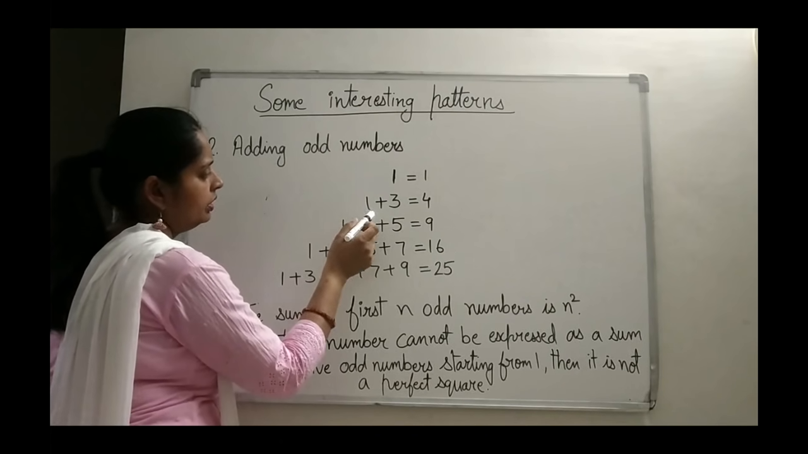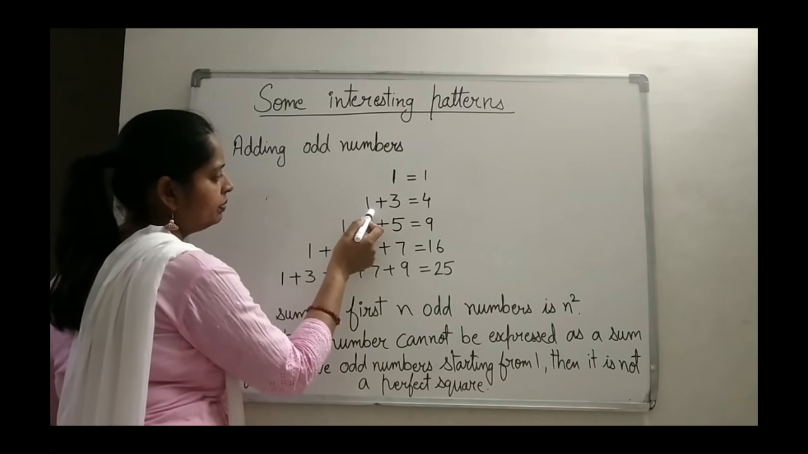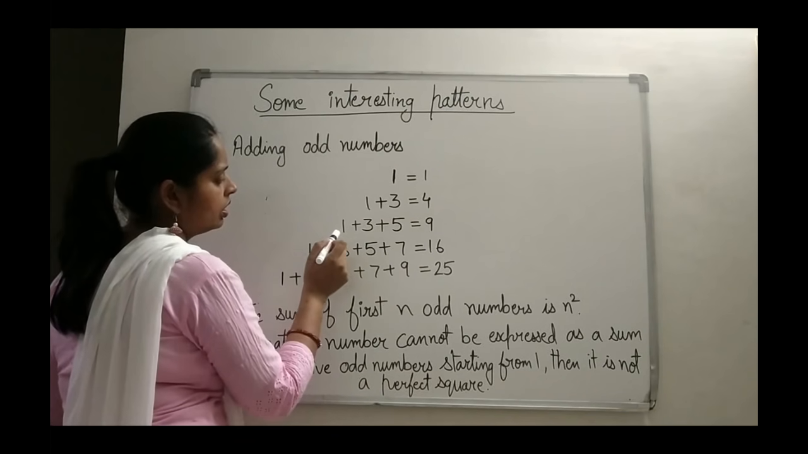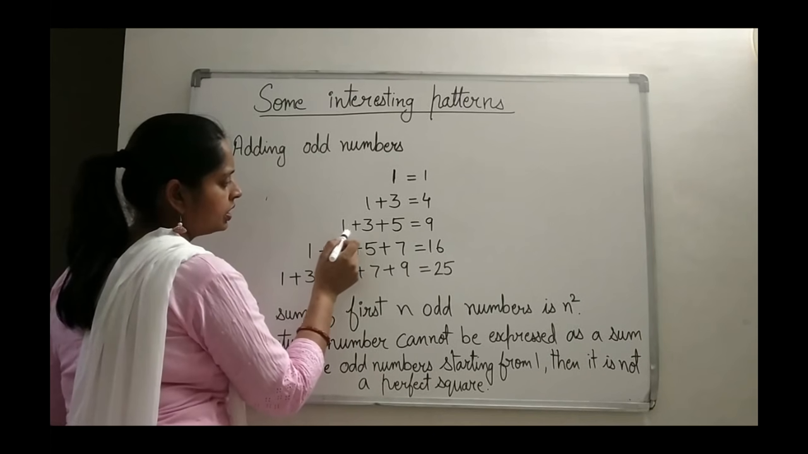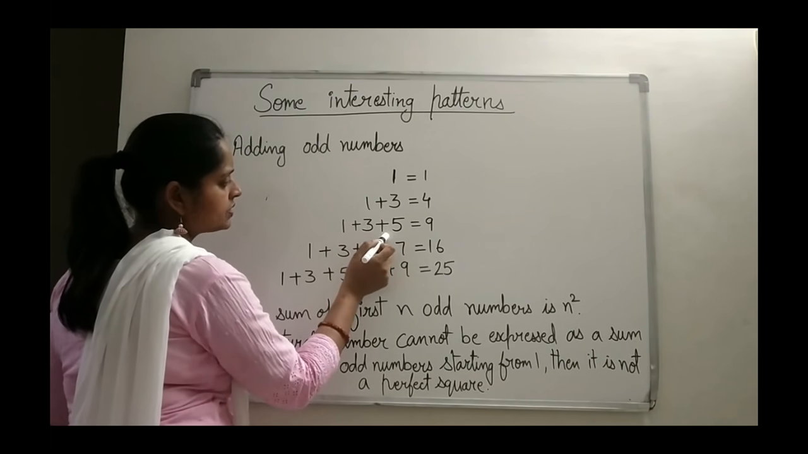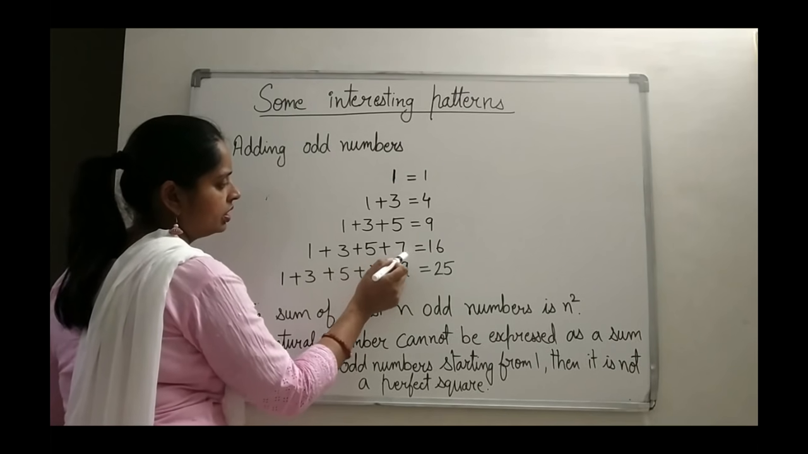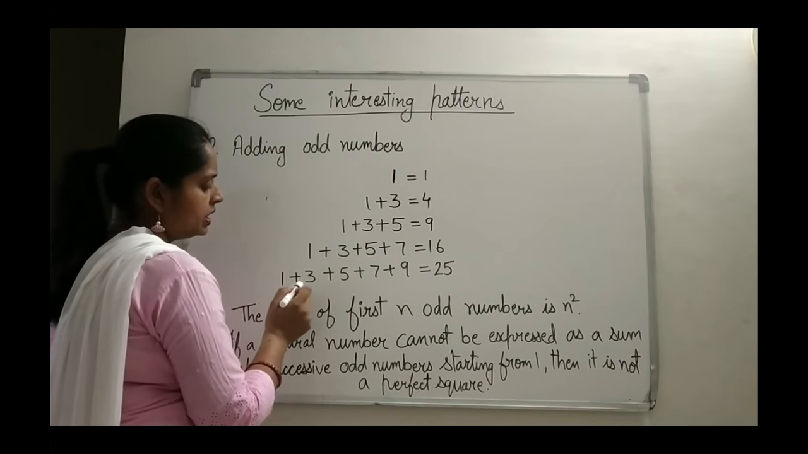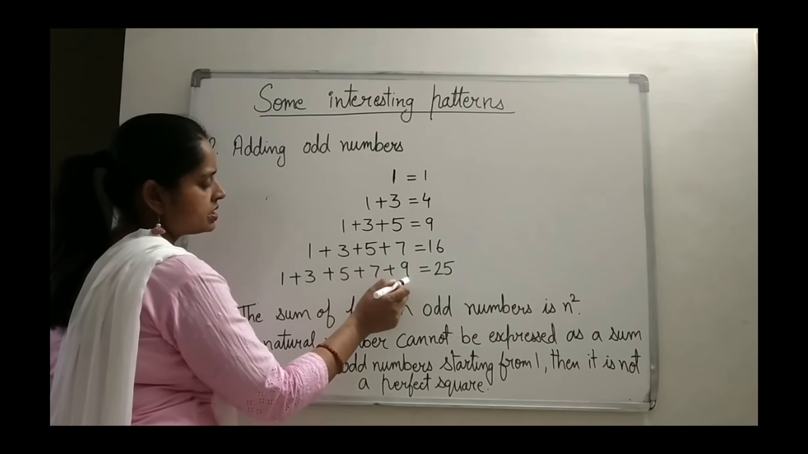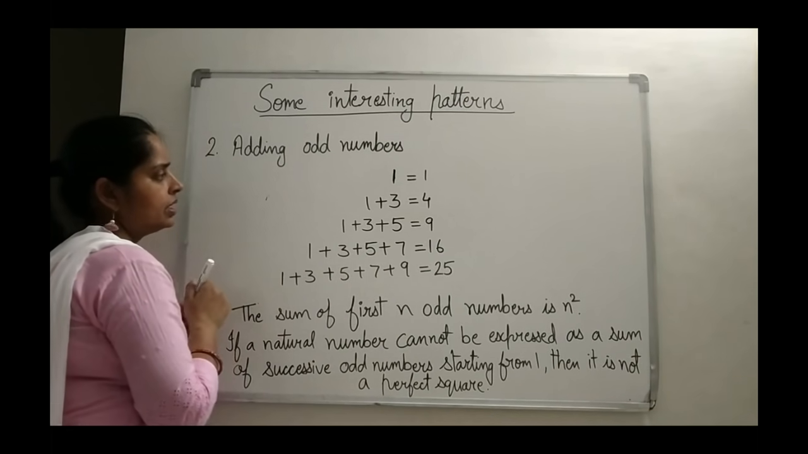If I have taken the odd numbers, consecutive odd numbers. 1 plus 3 is how much? 4. Then 1, 3, 5 are consecutive odd. So 1 plus 3 plus 5 is how much? 9. 1 plus 3 plus 5 plus 7 is 16. 1 plus 3 plus 5 plus 7 plus 9 is how much? 25. See the pattern here.